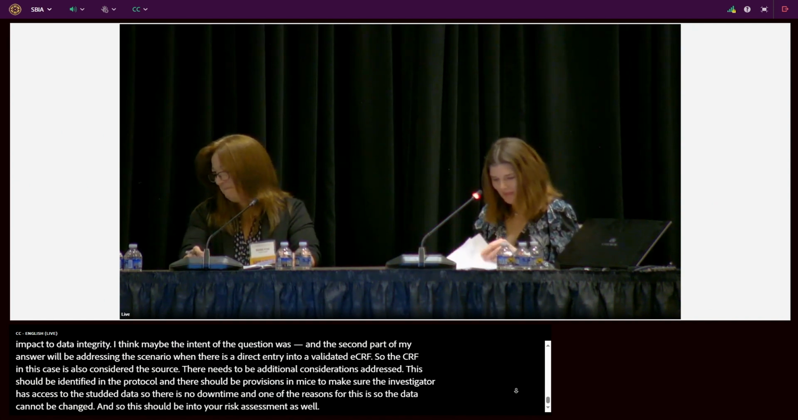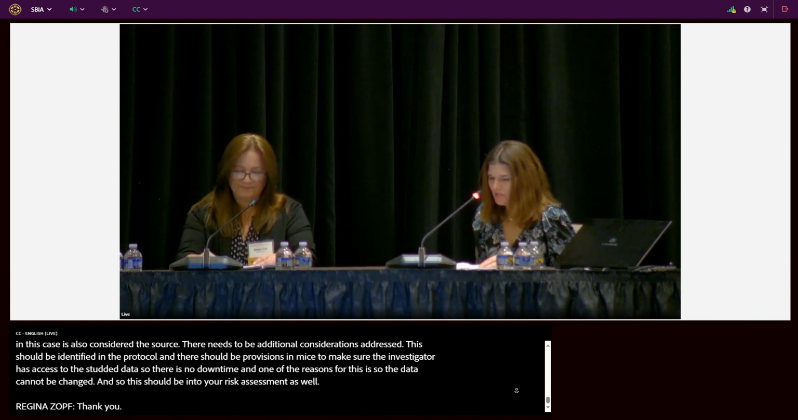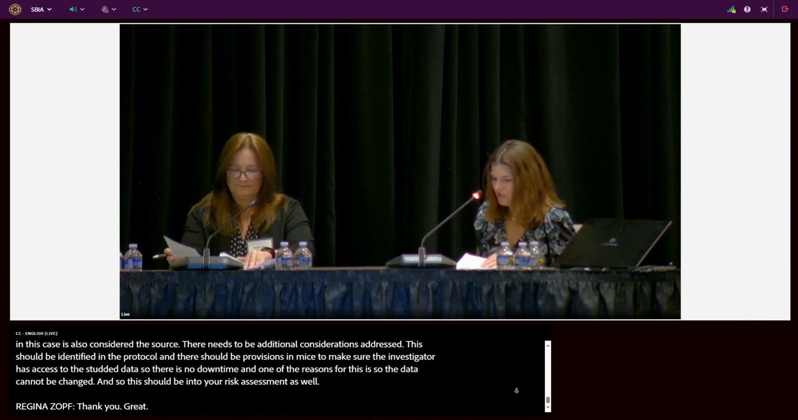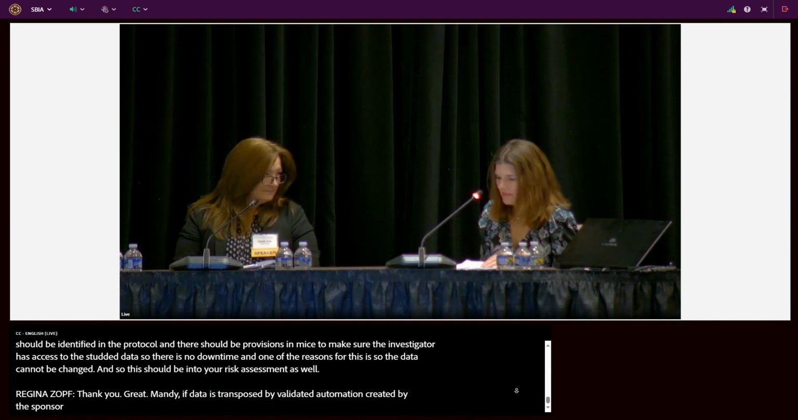Great. Okay. Mandy, if data is transposed by validated automation created by the sponsor to avoid repeating data entries, would that be a concern if all is clear and visible to the investigator?